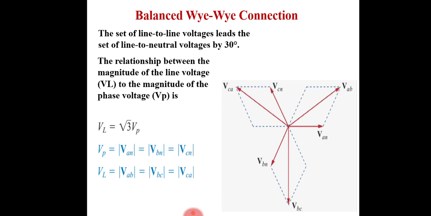The set of line to line voltages leads the set of line to neutral voltages by 30 degrees. The relationship between the magnitude of the line voltages VL and the magnitude of the phase voltages VP is VL equals root 3 VP. Now VP is equal to VAN, equal to VBN, equal to VCN, and line voltage VL is equal to VAB, equal to VBC, equal to VCA.